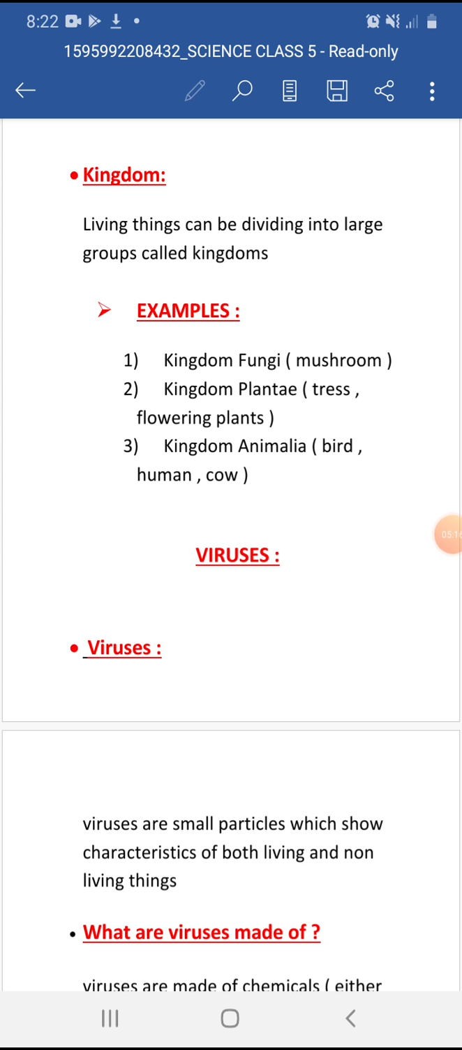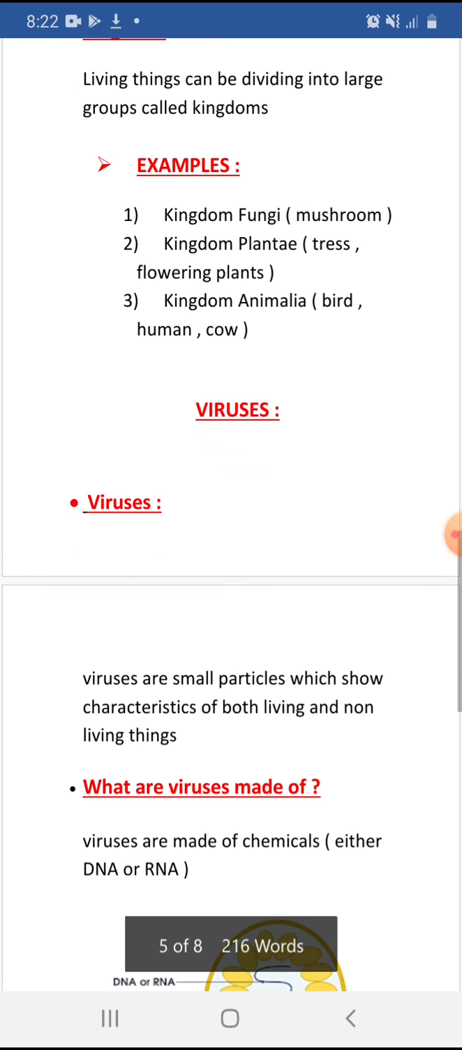And the next question related to this topic is, how many different kinds of plants and animals have biologists discovered so far? And you know what, students, more than 1 million different kinds of animals and more than 350,000 kinds of plants have been discovered by biologists. So I hope this topic is clear to all of you. And now move on to the next topic, that is viruses.